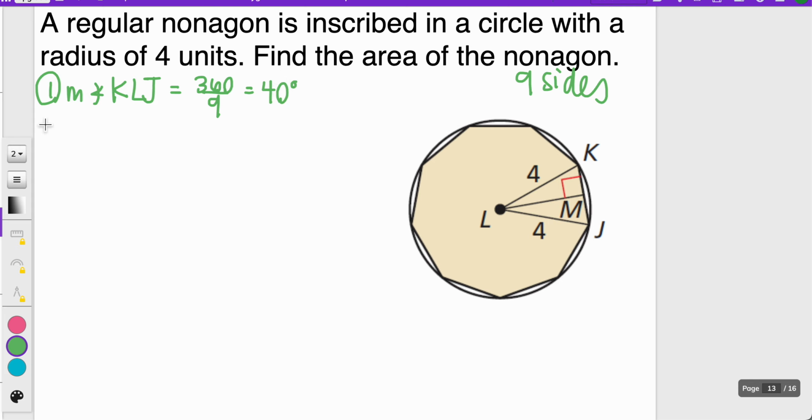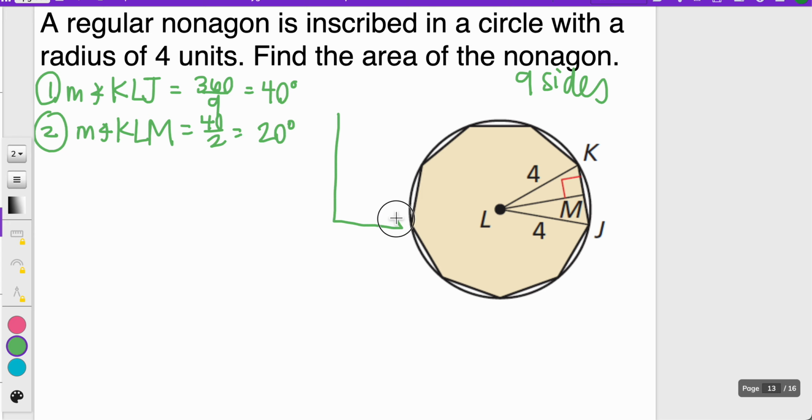Which now means I can find the measurement of 1/2 of that triangle. Let's say we focus on KLM. So the measurement of KLM would just be 40 divided by 2, which would be 20. Now I'm going to draw that picture of a triangle here, just so we can see where things are located. Here's my M, this is L, and this is K.